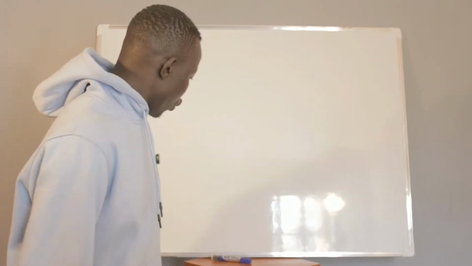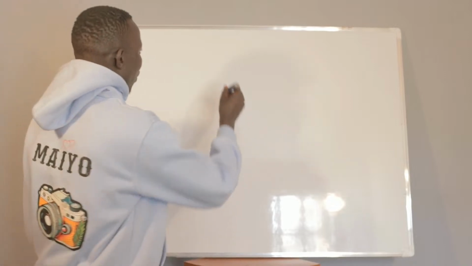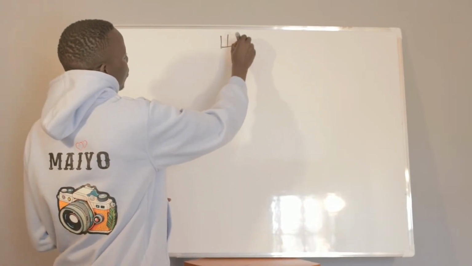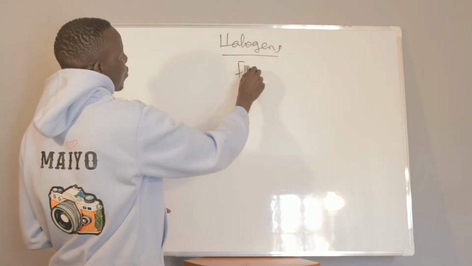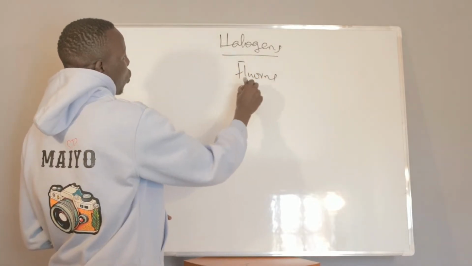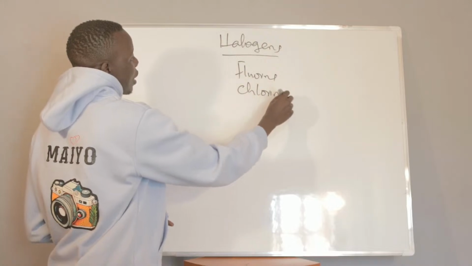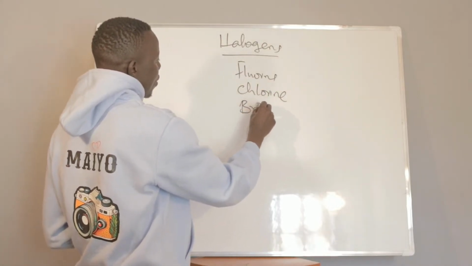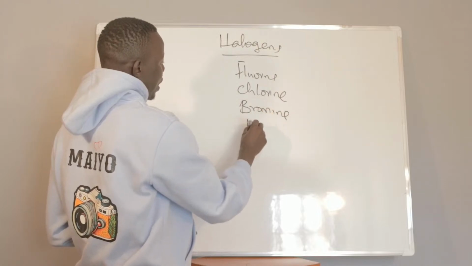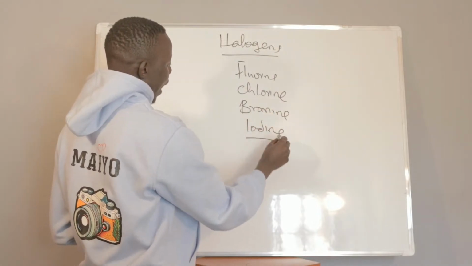Now, from what we know, when we talk about halogens, these include fluorine, chlorine, bromine, and iodine. These are the halogens.